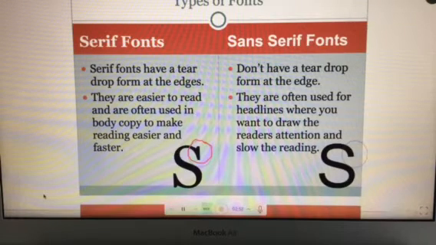Without tails, sans serif fonts are made up of simple, clean lines that are the same width throughout. They are often used for headlines where you want to draw the reader's attention and slow the reading. Some of the most popular sans serif fonts on the block include Arial, Helvetica, Proxima Nova, Futura, and Calibri.